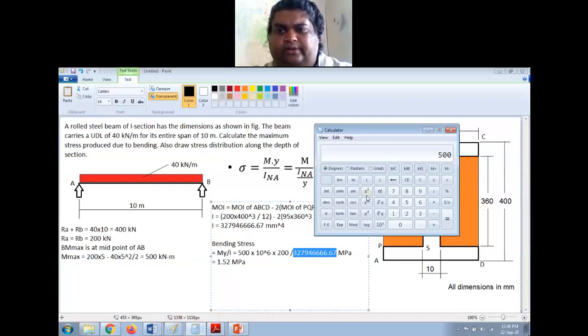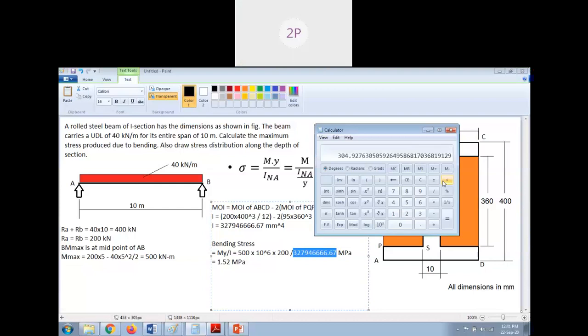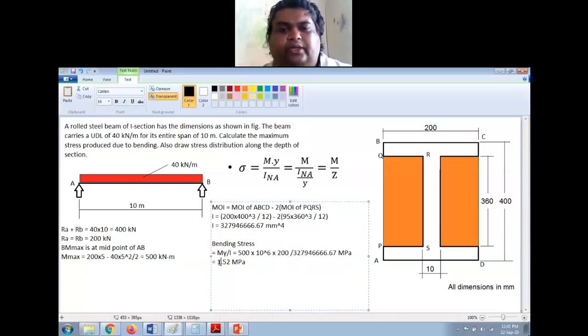500 into 10 raised to 6 into 200. Yes, sir. 304.92. Yeah, stress cannot be so less. Bending stress will be considerably higher. 304.92 megapascal is the stress.